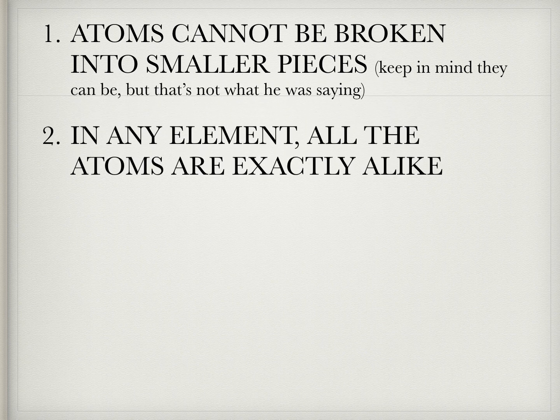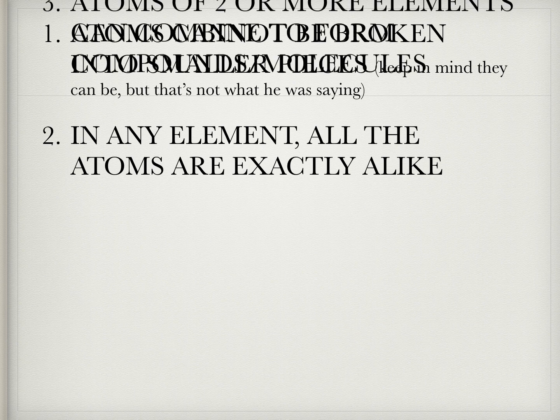Number 2, in any element, all the atoms are exactly alike, meaning if it's carbon, all carbon are exactly alike. If it's hydrogen, all hydrogen are exactly alike. If it's oxygen, all oxygen are exactly alike, or gold or silver. That's what makes the periodic table elements unique, because each one of the elements is unique.